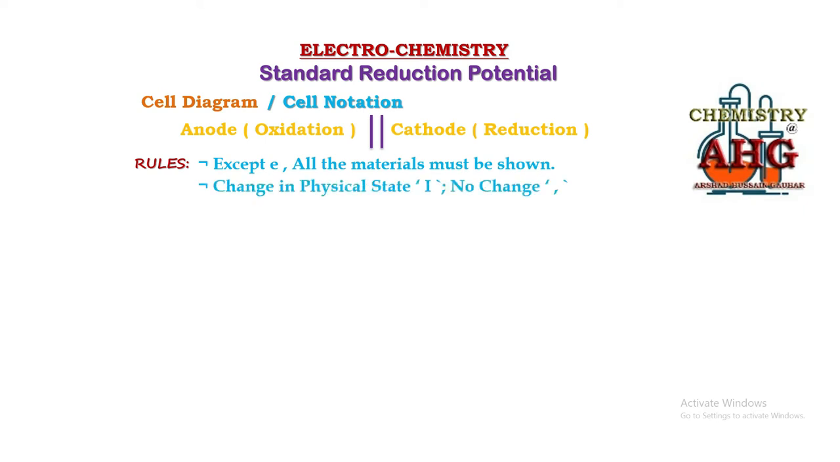whenever during a chemical reaction there is a change in the physical state of an element, the change in physical state is represented by a vertical line, while if during a chemical reaction there is no change in the physical state, then it is represented by a comma. How is that? I will show you this while giving you some examples.